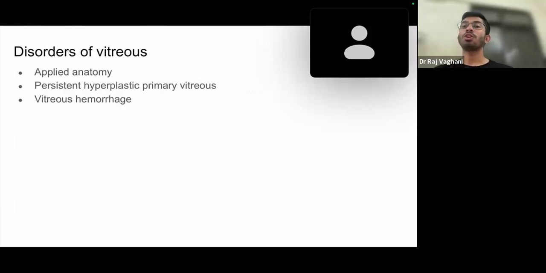After glaucoma, we'll discuss the disorders of the vitreous humor. You must have heard of the two terms, aqueous humor and vitreous humor. There are two humors in the eye, aqueous humor and vitreous humor. The most common disorder is persistent hyperplastic primary vitreous, also known as PHPV in short form. It is one of the most common diseases of the vitreous humor.